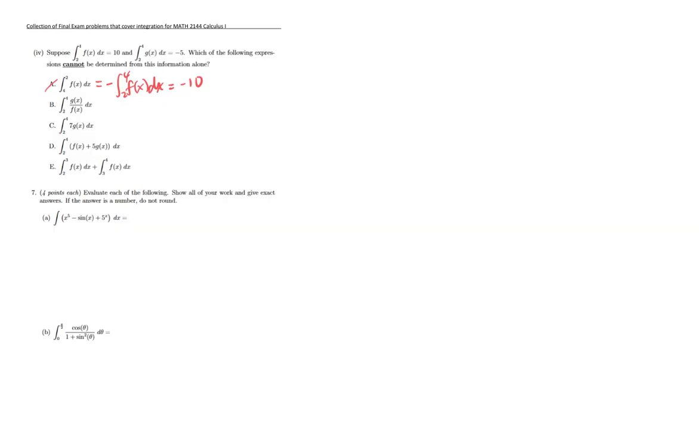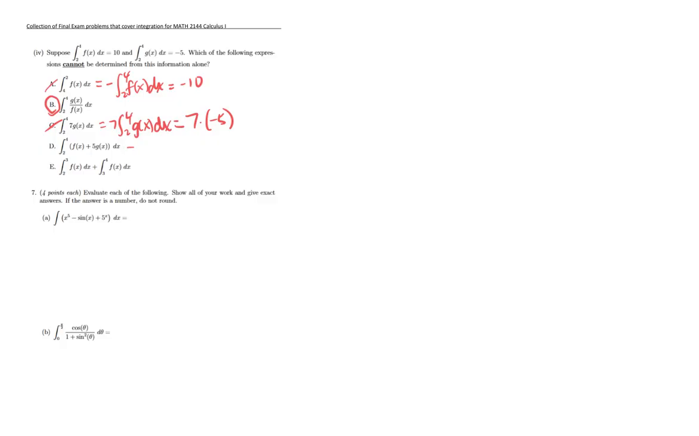B. Oof. B does not look like something we could do. So I'm thinking B is a potential. Let's look at the others and just make sure. C, the integral from 2 to 4 of 7 gx, so that'll be 7 integral from 2 to 4 of g of x dx, which will be 7 times -5. So that one's out. We could do that.